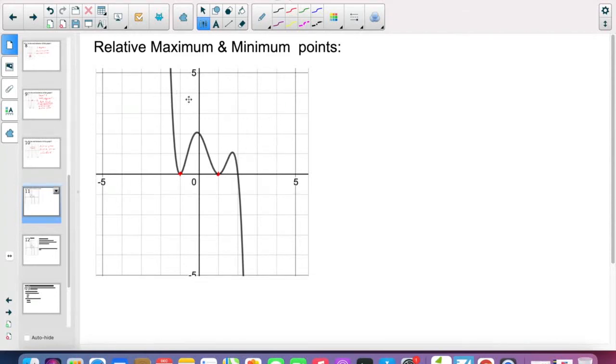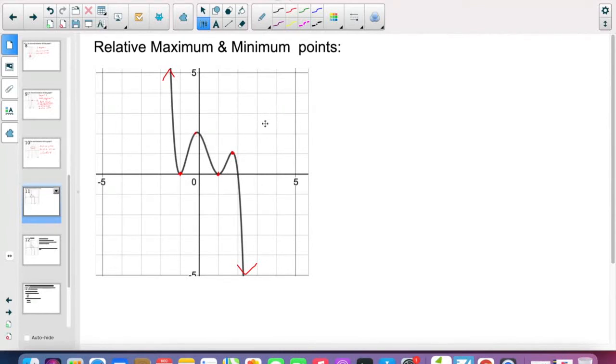For our relative maximums, we have one right here. We have one right here. We have two relative maximums. You know those are not the maximums because we have some points on that graph that go in the upward direction that are bigger than those two. They're relative because that's where our direction is changing.